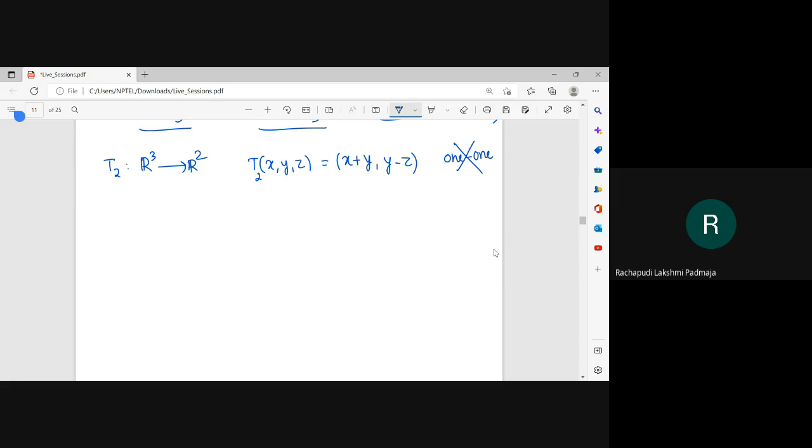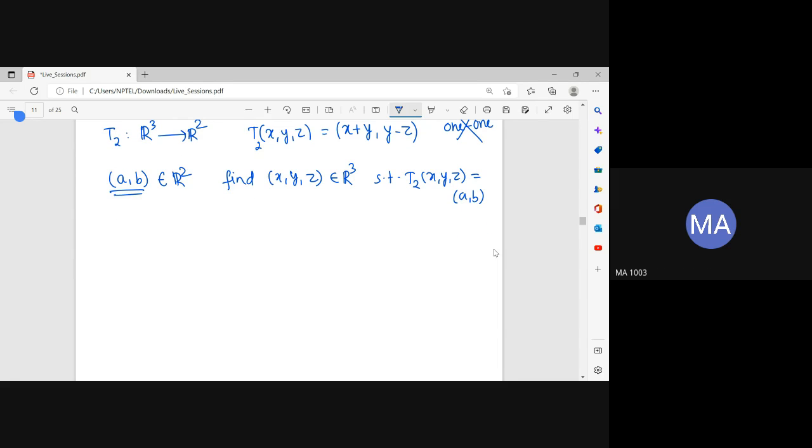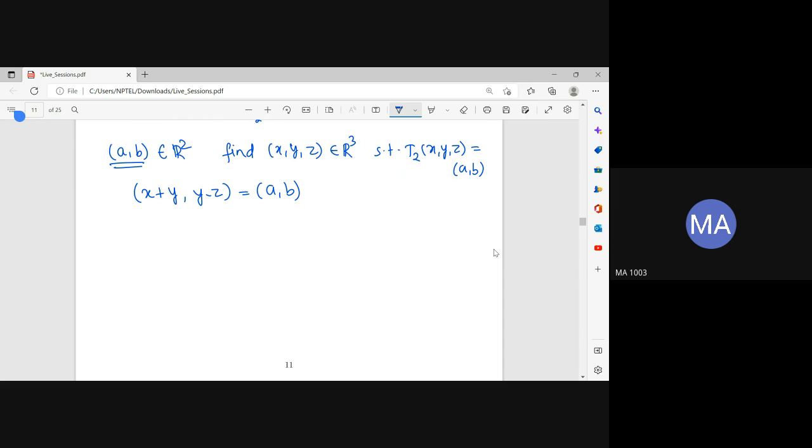We start with any a comma b in R2, and then I want to find x comma y comma z in R3, satisfying what? T2 of x comma y comma z is equal to a comma b. Right. I want to find a pre-image for this point. So what is T2 of x comma y comma z? x plus y comma y minus z is equal to a comma b. Can I solve this system of equations? If yes, then it is onto. If no, it is not onto.